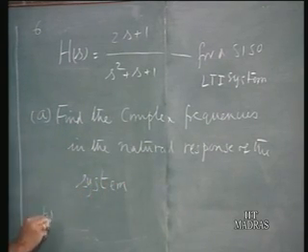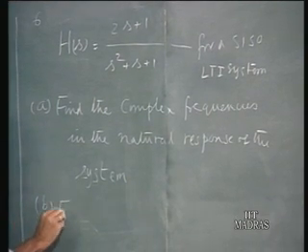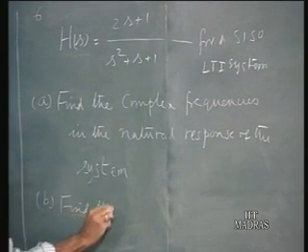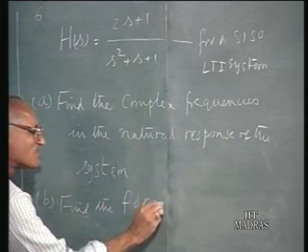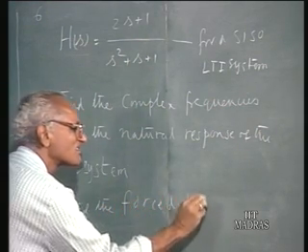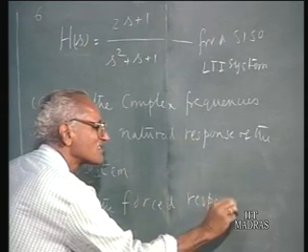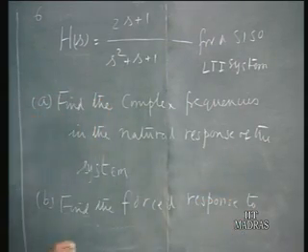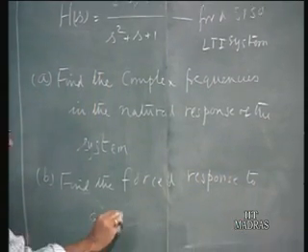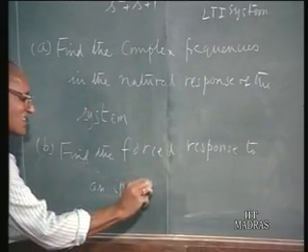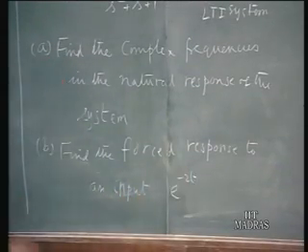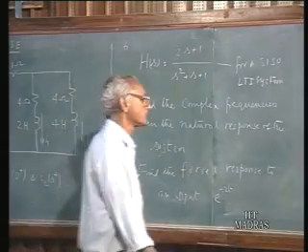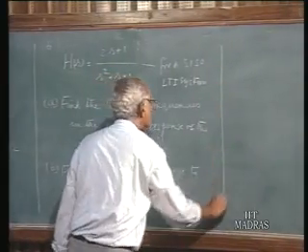B, find the forced response to an input e to the power of minus 2t. If the input is e to the power of minus 2t, what is the forced response of the system? That is 6.